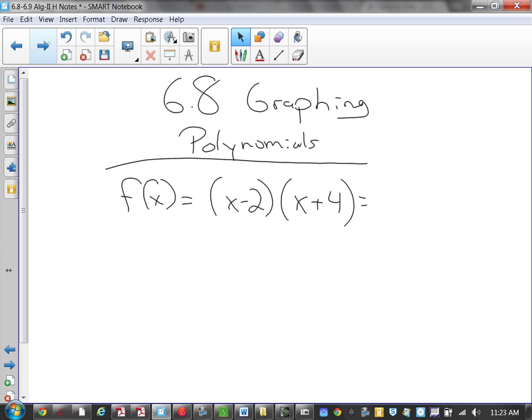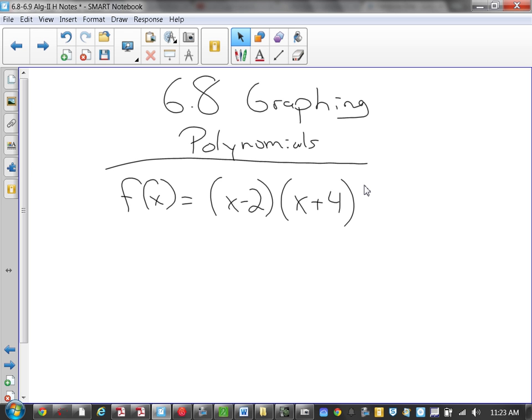Let's start looking at this. What I want to do is start talking about how you graph these. And I'm going to bring this back to something we've already done. I'm going to bring this back into working with a quadratic. Now, working with a quadratic is still a polynomial. Do you agree? Yeah. It's just a squared term.